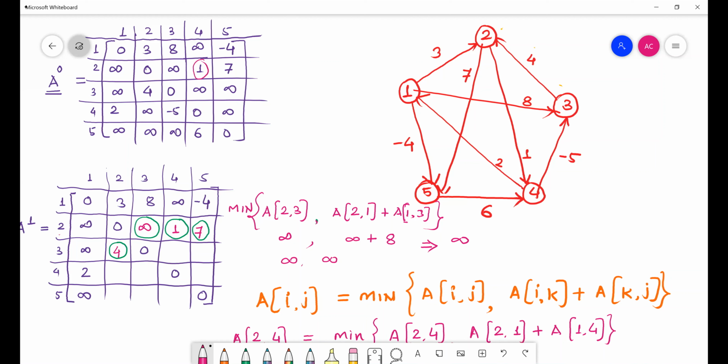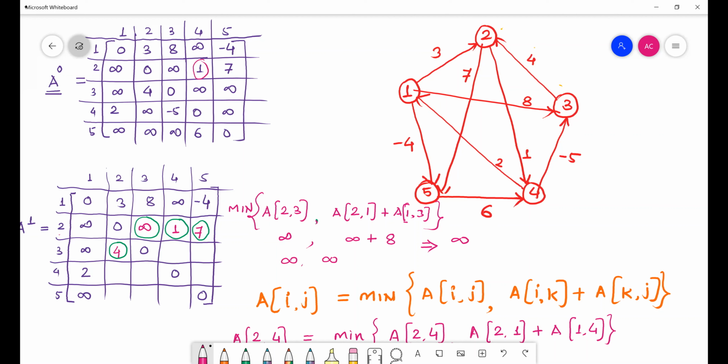Like for example, 2 to 5, right now you see 7. In the final result, 2 to 5 could be lesser than that, because by further solving this, you might come to know in future that there is a shortest path available from 2 to 5 via some other node also. Right now, this 2 to 5 is via 1, but 2 to 5 via 2 can be lesser than this. So we will update this matrix. Automatically, by applying this formula, the matrix will get updated.